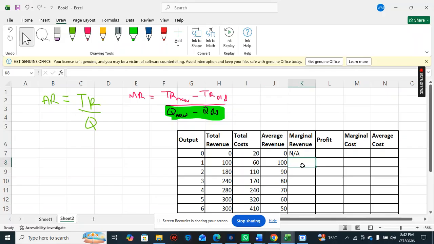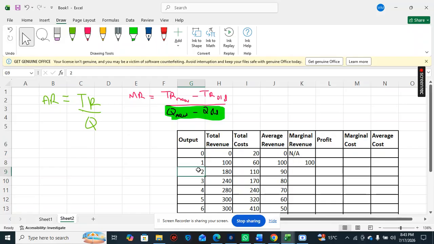When we produce 1 unit, our new total revenue is 100 minus our old total revenue 0. So the marginal revenue is 100, meaning this unit is bringing an extra 100 kwacha into the company. In the denominator, it was 1 minus 0, which is 1, so 100 divided by 1 is 100.